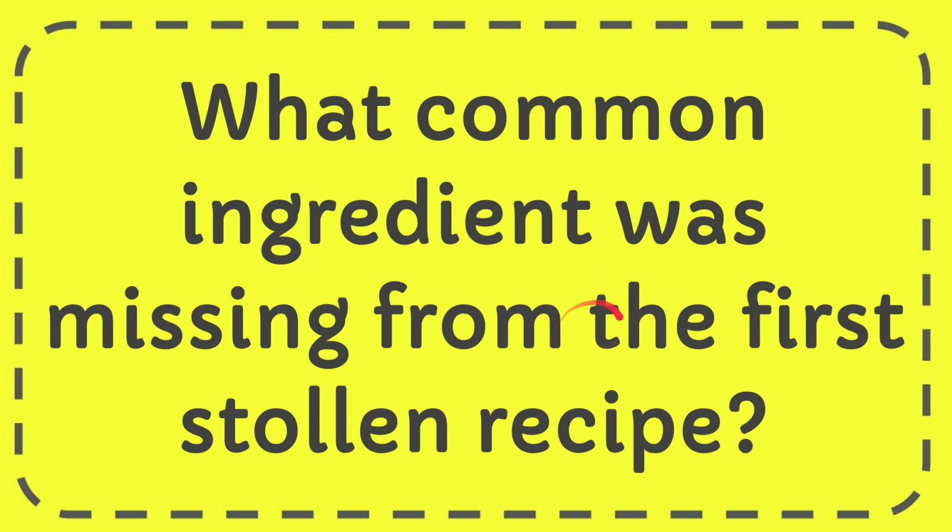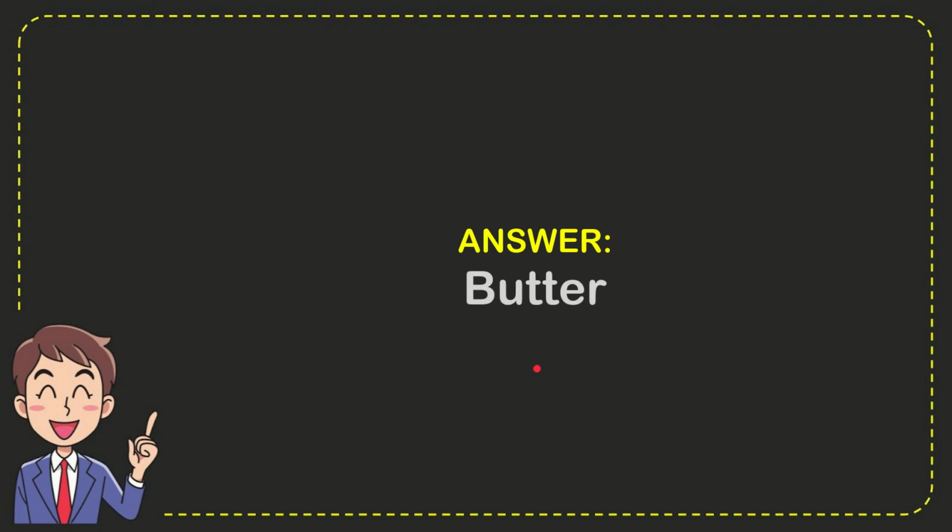In this video, I'm going to give you the answer for this question. The question is, what common ingredient was missing from the first stollen recipe? Well, now I'll give you the answer for this question, and the correct answer for the question is butter. So that is the answer for the question, butter.